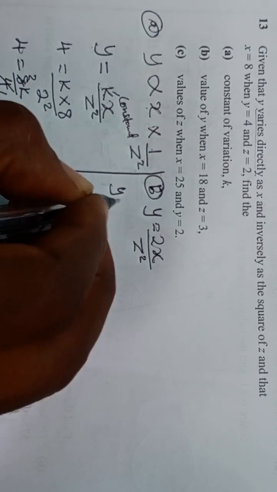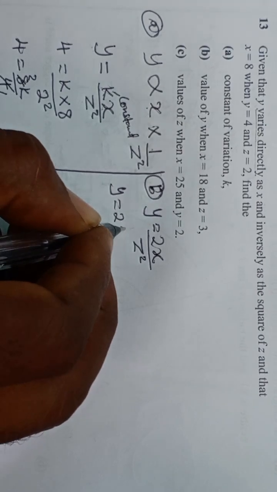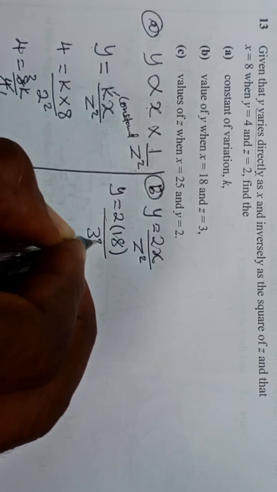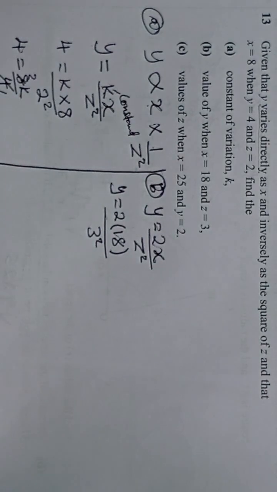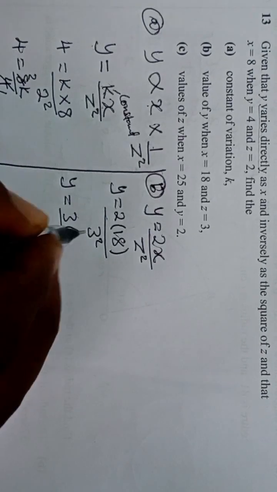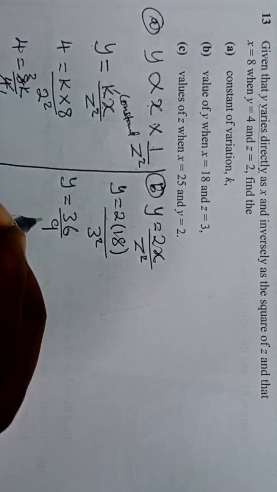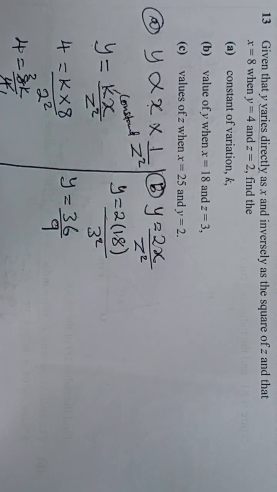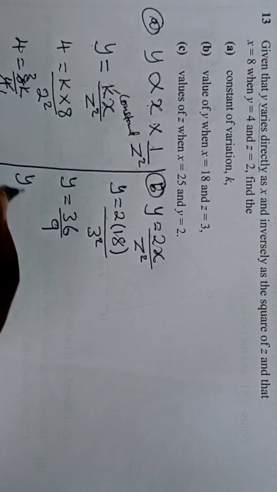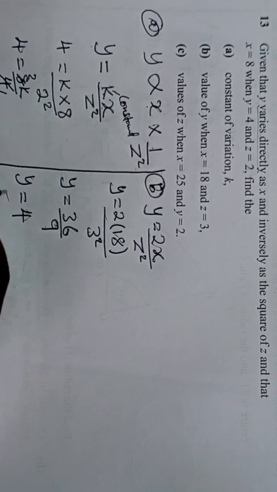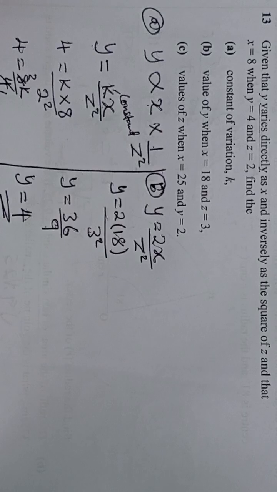So for us to find the value of y, we use the variation equation. So y equals 2, x is 18, z is 3, so 3 squared. So y equals 2 times 18, 36. 3 to the power 2, that is 9. So y equals 36 divided by 9, that is 4. So the value for y is 4.